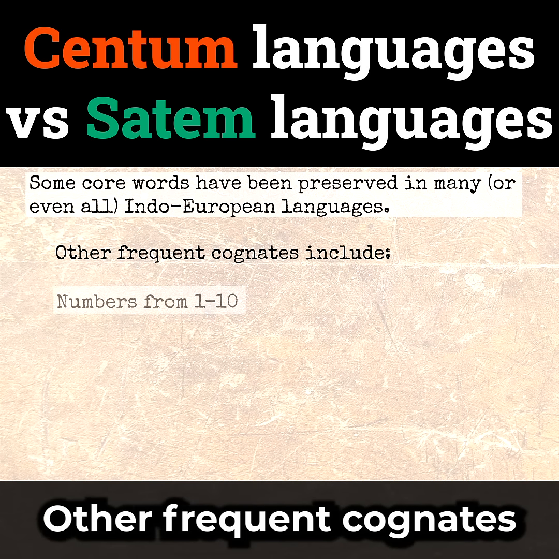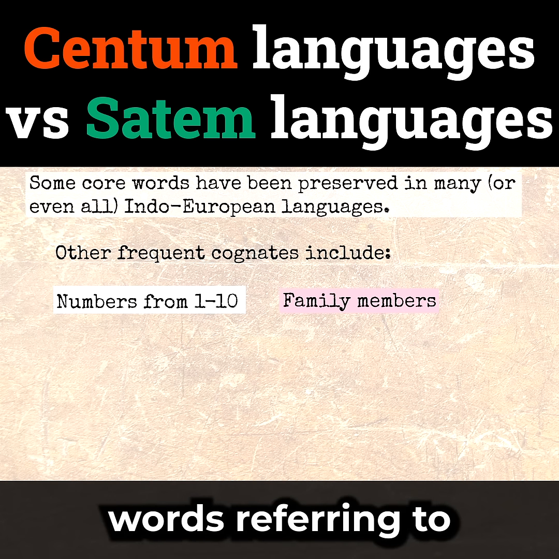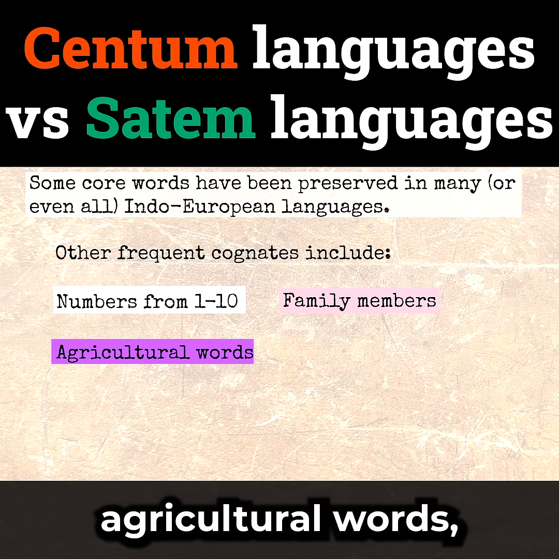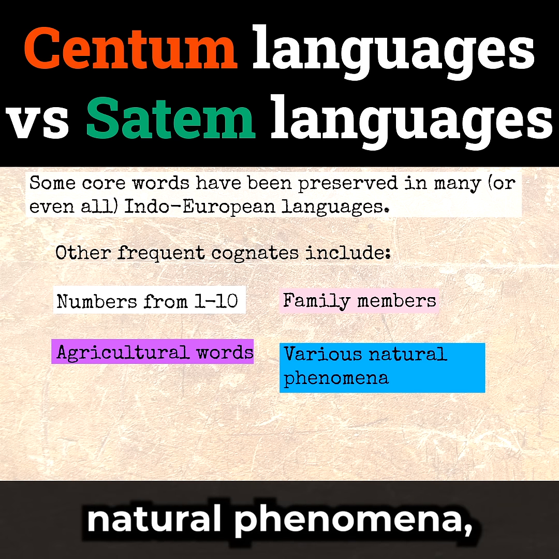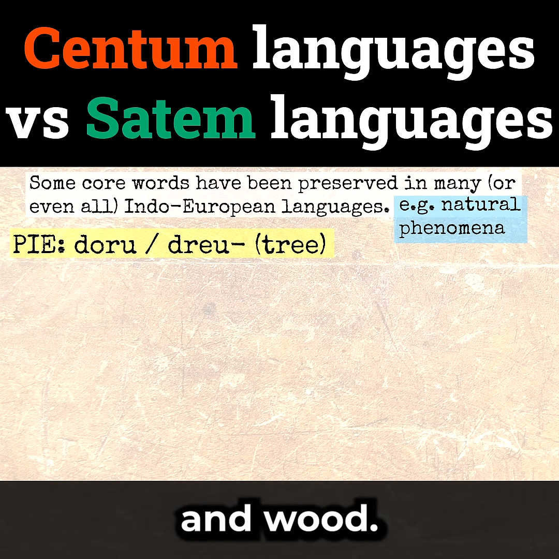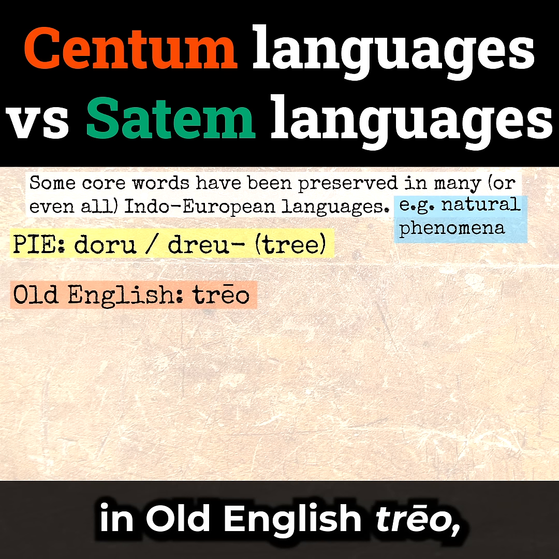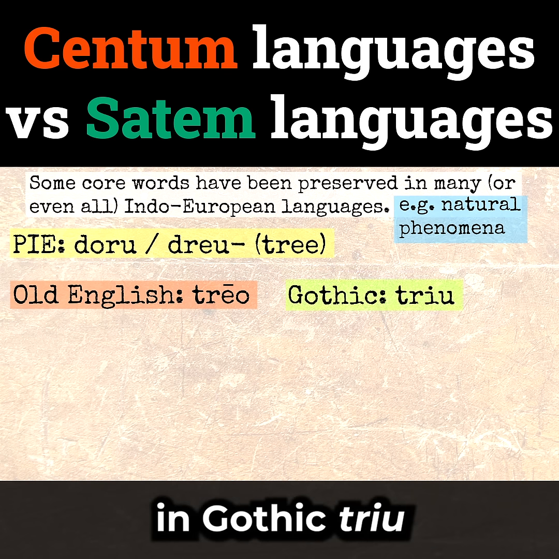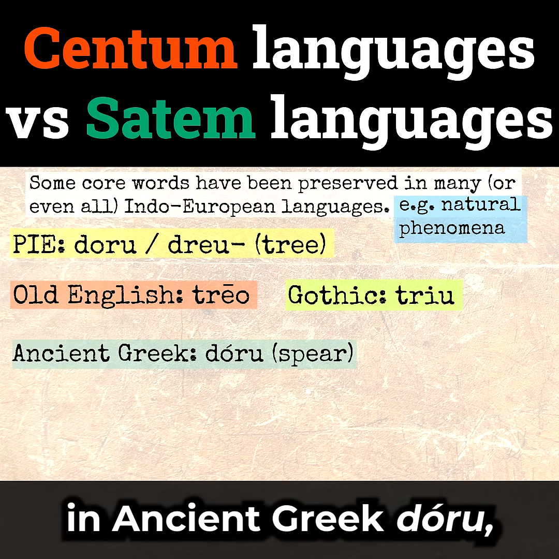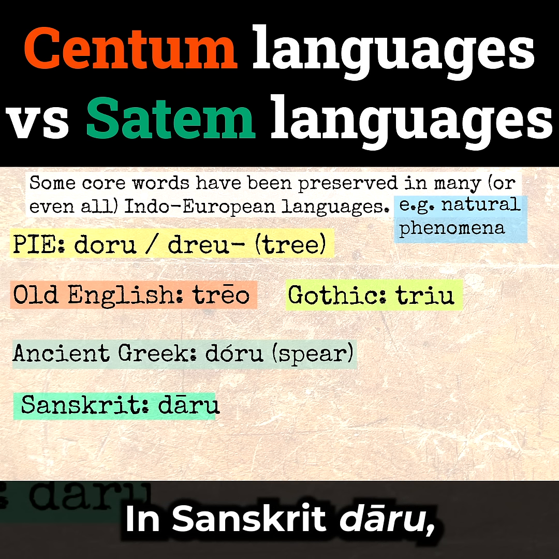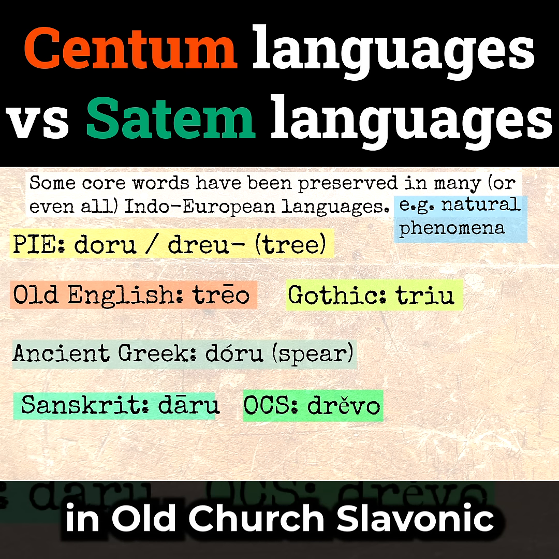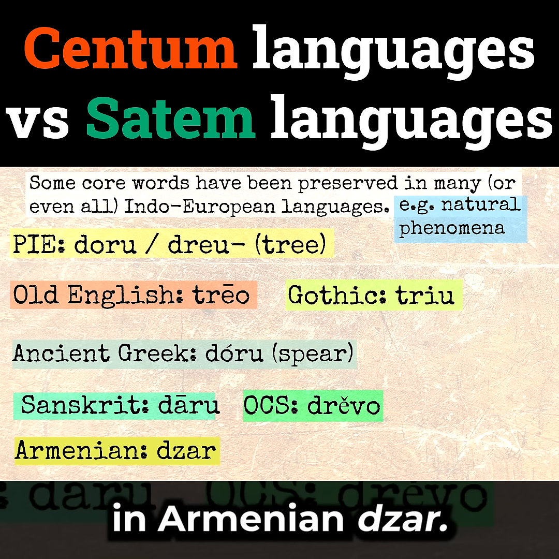Other frequent cognates include the numbers from 1 to 10, words referring to family members, agricultural words, and various natural phenomena, like the words for tree and wood. In Proto-Indo-European, doru or dreyu. In Old English, treo. In Gothic, triu. In Ancient Greek, doru. In Sanskrit, daru. In Old Church Slavonic, dorivo. In Armenian, dzar.